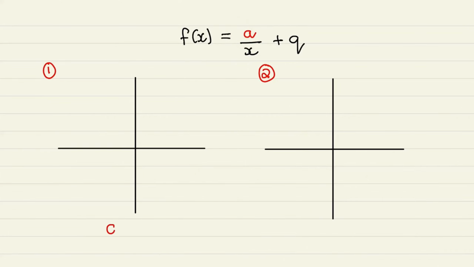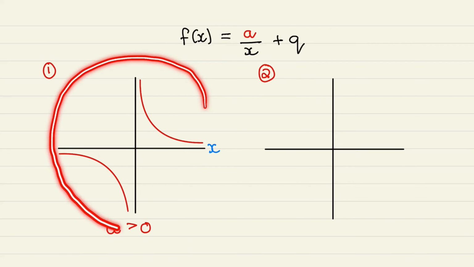In our first example, we'll discuss the values of a where a is bigger than 0. What it means in the hyperbolic function when a is positive is that the function would be in the first quadrant and in the third quadrant. So if you want to learn how to count the quadrants, you start from the x-axis and you move in an anti-clockwise direction around the Cartesian plane.